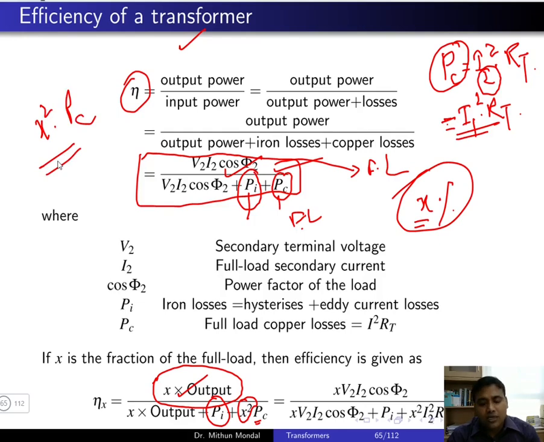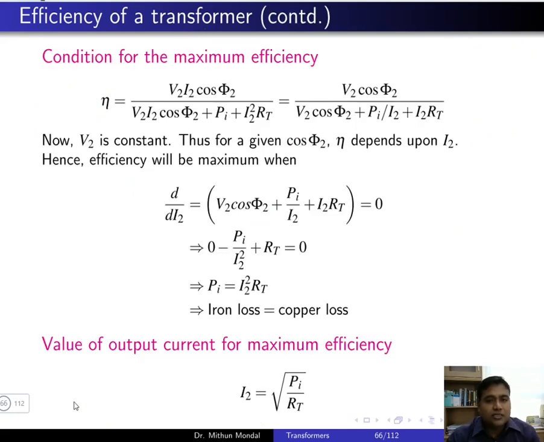So at any other loading condition, you can determine the efficiency of the transformer provided you know the efficiency under the full load condition. If you know the losses under the full load condition, iron loss and copper loss, it will be easy to determine the efficiency of the transformer at different loading conditions. So this we have discussed till last class, and we'll start our discussion ahead.